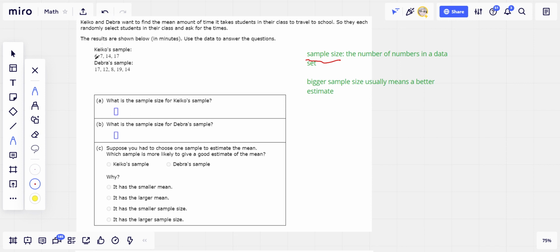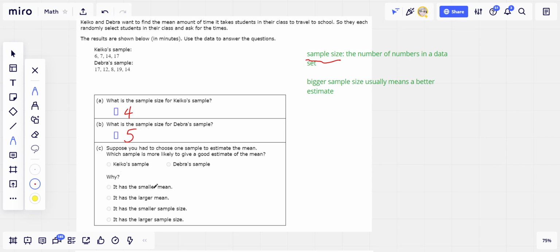And all we need to do is say how many numbers there are. In Keiko's, there are 4 numbers. In Deborah's, there are 5. So we don't actually have to calculate the mean, doing a bunch of addition and division. We just have to count the numbers.